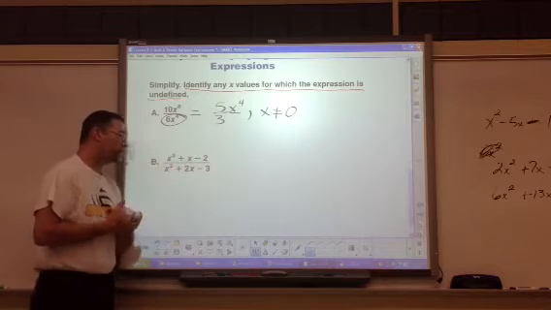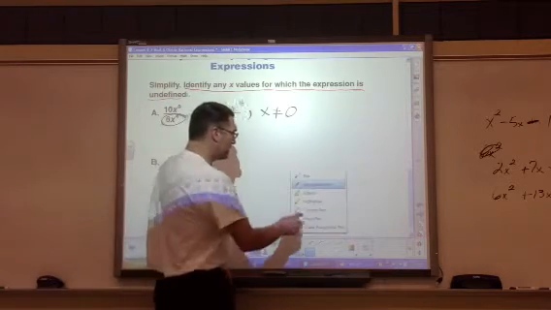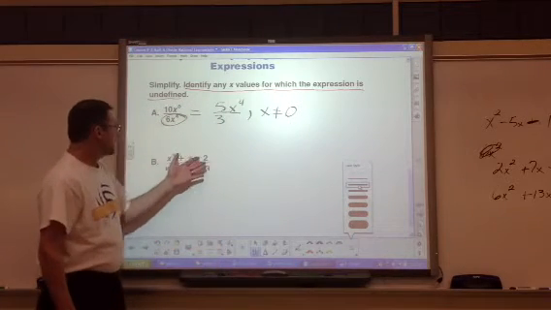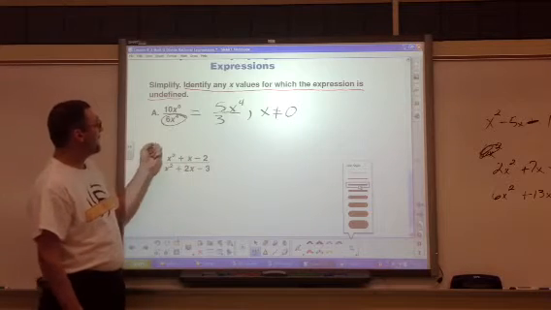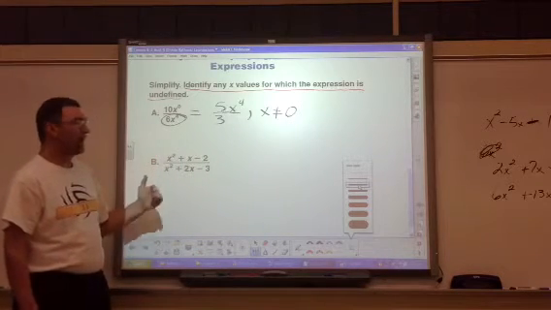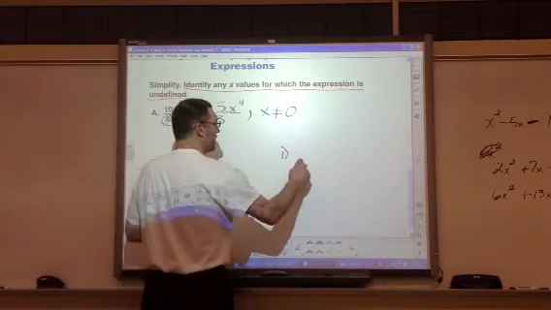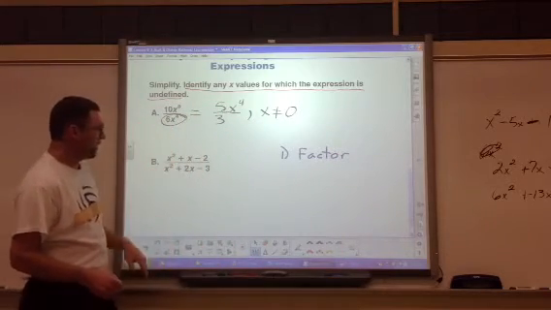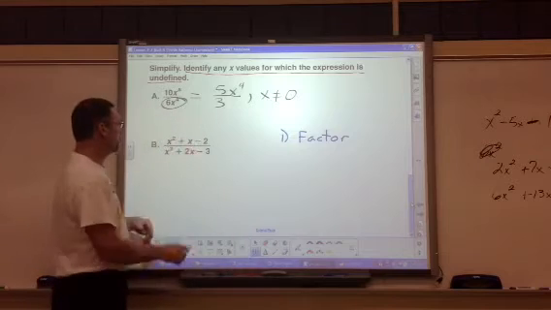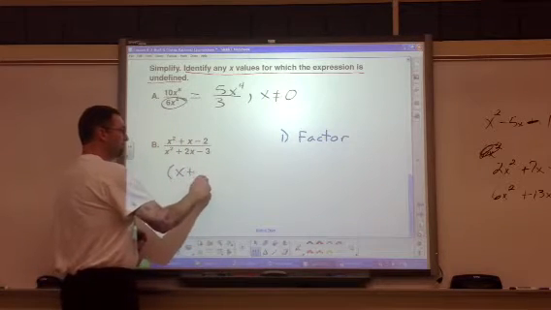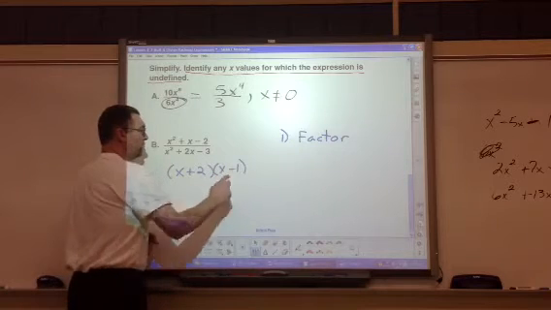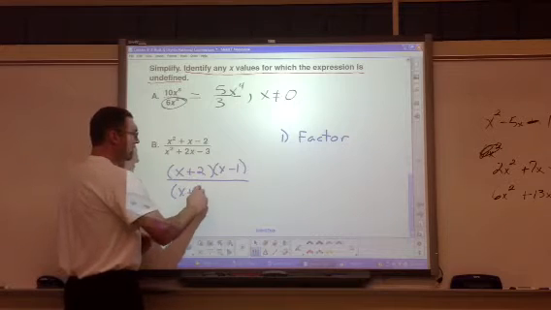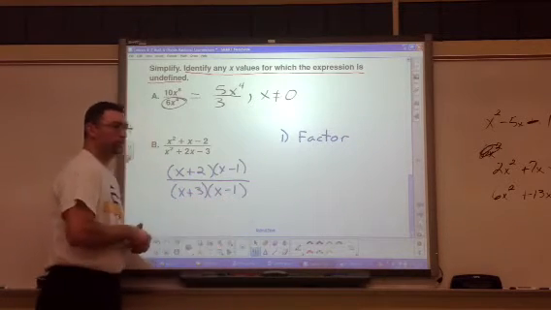Okay? Look at letter B here. And here we're talking about doing some factoring then. So in this case, they want us to simplify and identify where the values are undefined. So the first thing that we're going to do when we're trying to simplify is, if we can, we want to factor. So I'm going to go ahead and factor this first of all. The numerator, that would be x plus 2 times x minus 1. And the denominator, x plus 3 and x minus 1.